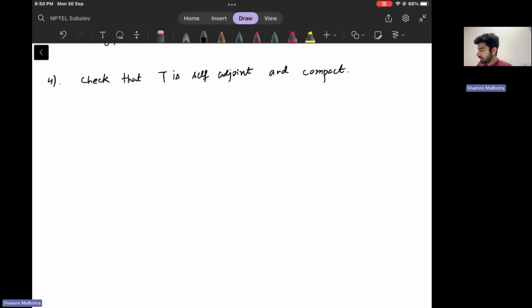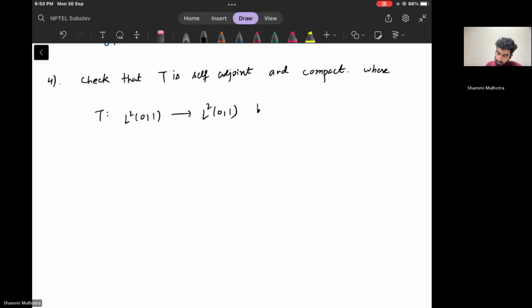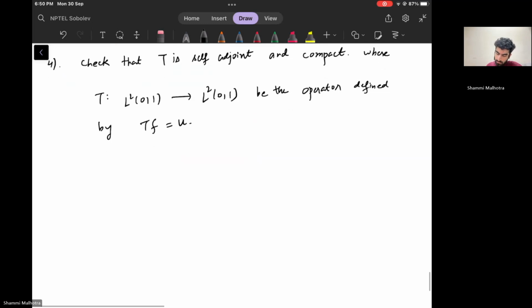So to prove T being self-adjoint, and what is T? Let T from L2(0,1) to L2(0,1) be the operator defined by Tf equal to u only.